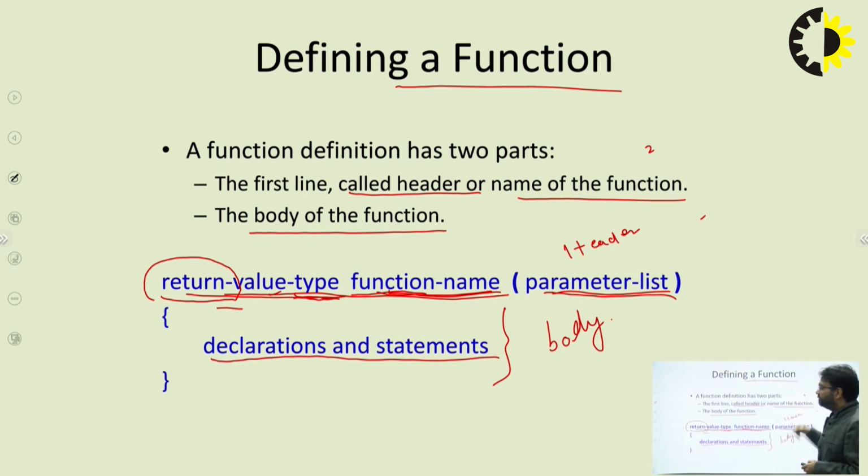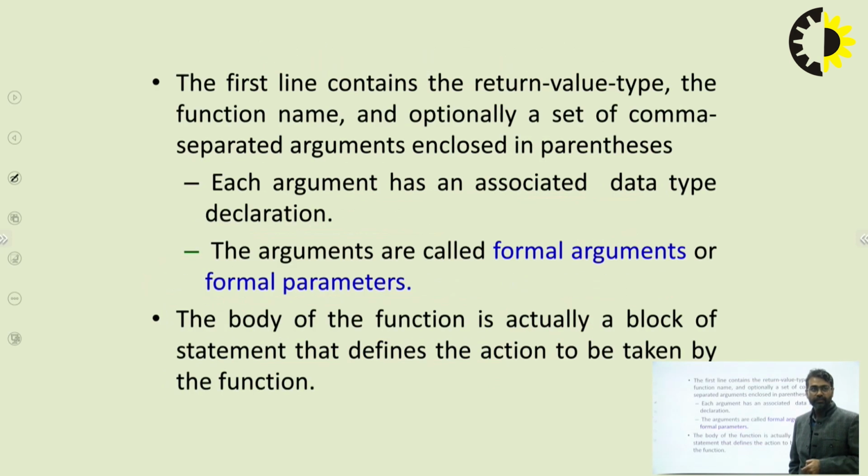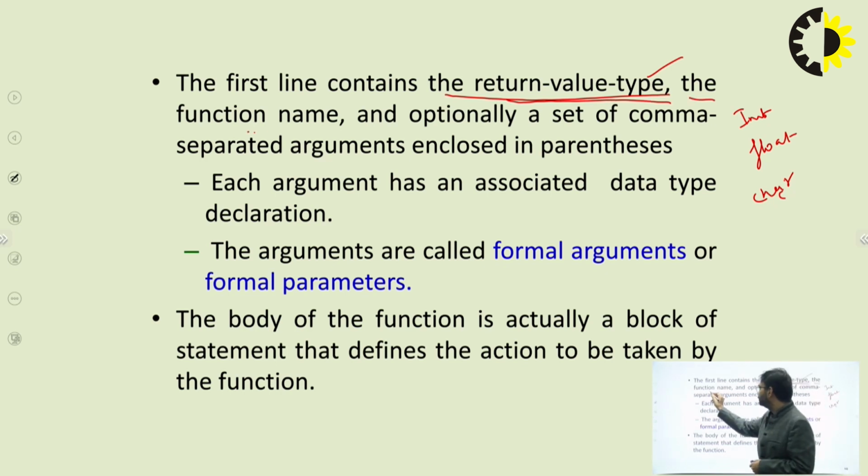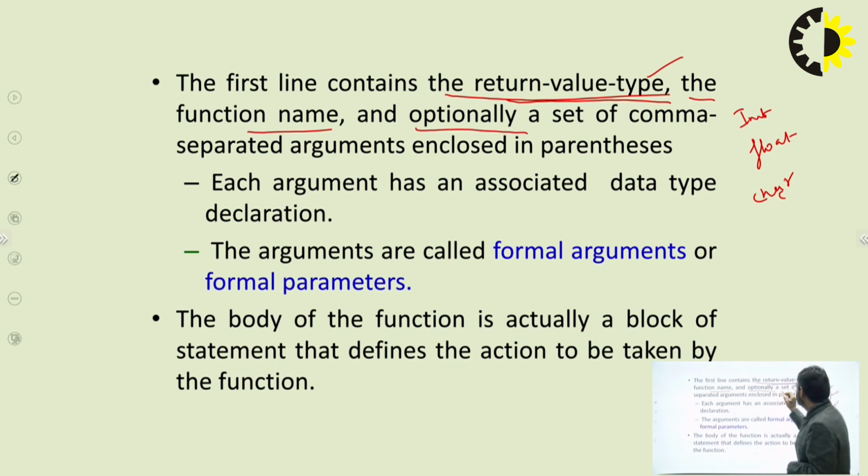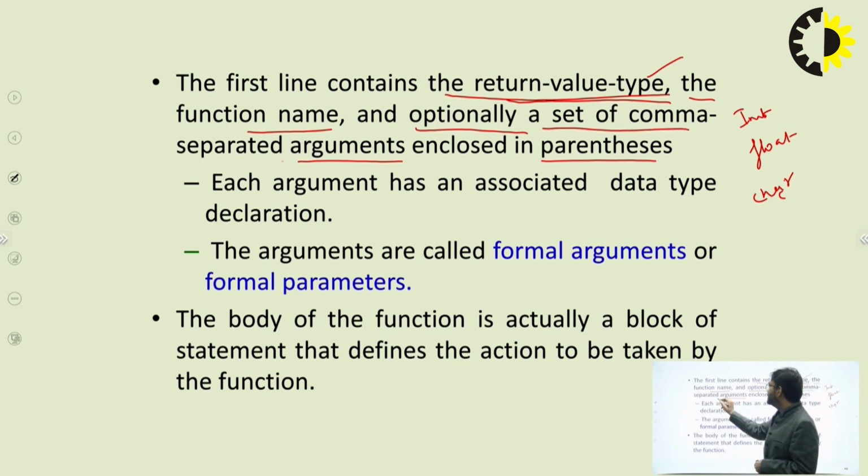So let's discuss the definition part in detail. The first line contains the return value type. A function can return integer type value. It can return float type value. It can return character type value. So this type will be defined by the return value type. Then we have the function name. Then the information, that is called parameters or arguments. Then it includes optionally a set of comma separated arguments.